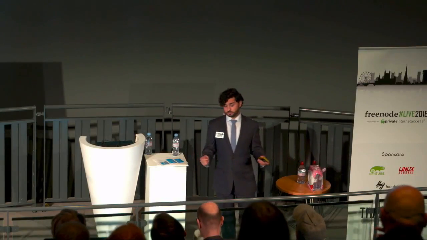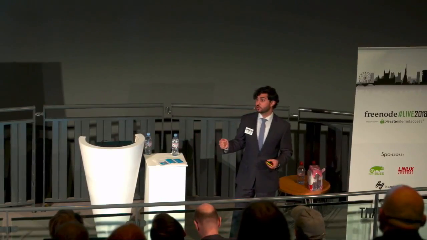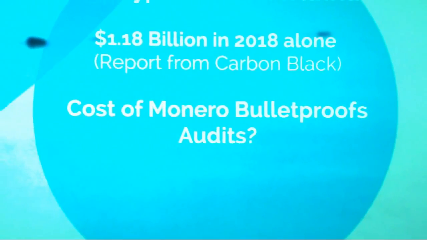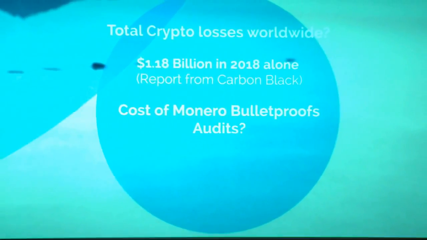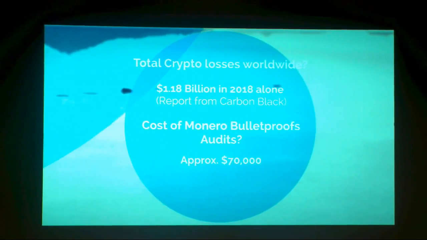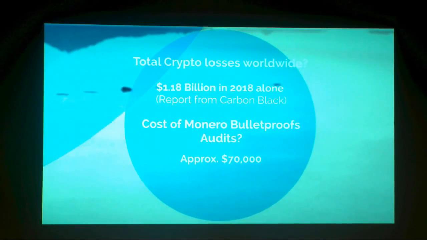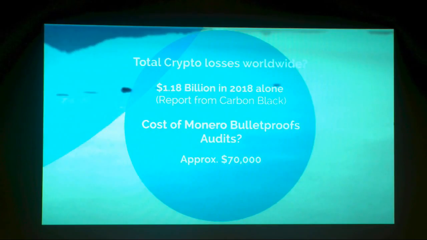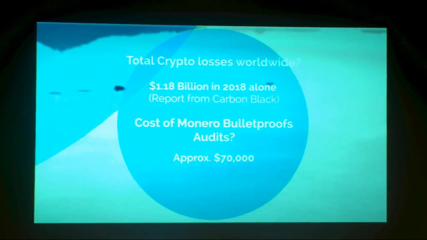So to compare the two now, we look at total crypto losses worldwide. In 2018 alone, they have been over $1 billion, $1.18 billion. The cost of the Monero Bulletproofs audits, both reviews, was around $70,000. And the review coordinated by Quarks Lab, which was the group that found the critical bug that was later patched, cost about $38,000, which when you compare the two numbers, I had to do a little bit of scientific notation, if you all remember that, is 3.2 times 10 to the negative 5% of the losses in crypto worldwide. So a very, very small fraction led to a bug fix that effectively protects over $1 billion in value as well.